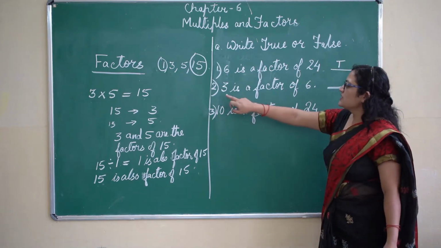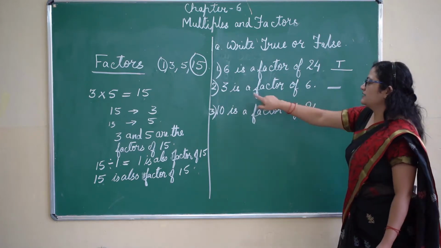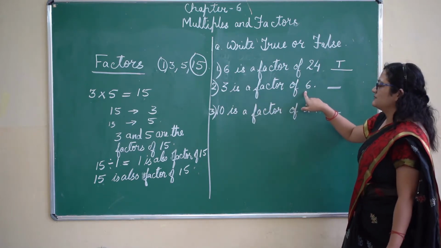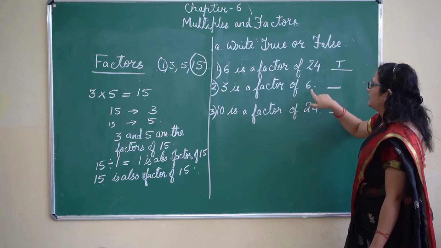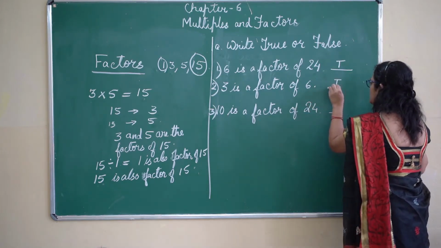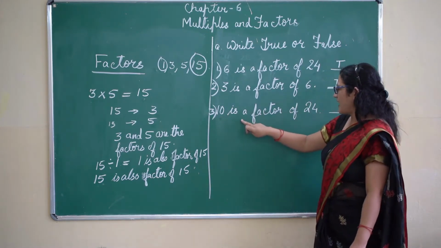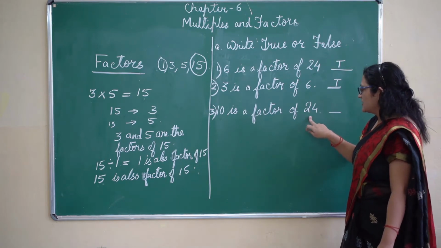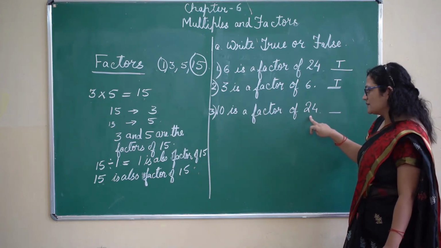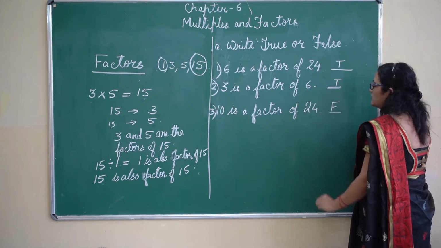Okay, third question. 3 is a factor of 6? Yes or no? Yes, 3 is a factor of 6. That is, in the table of 3, 6 comes and we can easily divide 6 by 3. Okay, so the answer will be true. Now what is the next question? 10 is a factor of 24. Does 24 come in the table of 10? No. So, 10 is not a factor of 24.